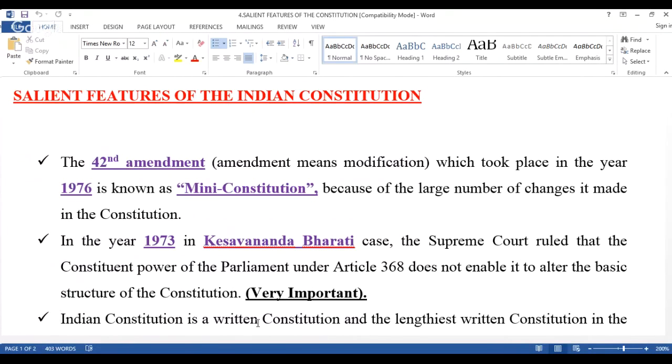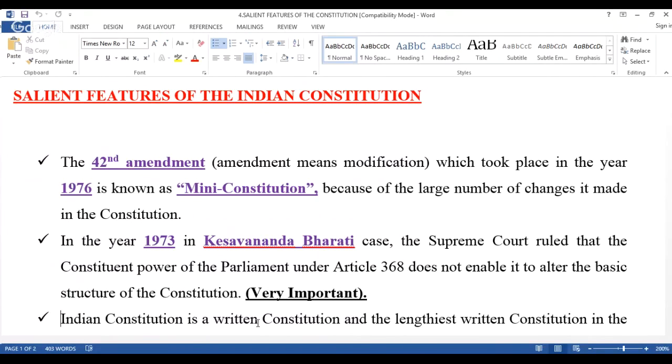Okay, and now leave it. But kindly remember, you have to remember all these underlined ones. 42nd Amendment, when it took place, and what is the nickname for that. So right, when I say mini constitution, I am not praising that. We are criticizing. Why? We'll try to understand in our future classes.